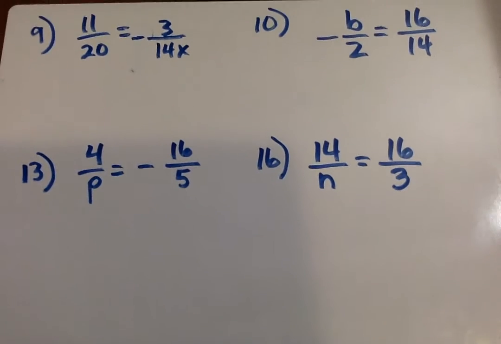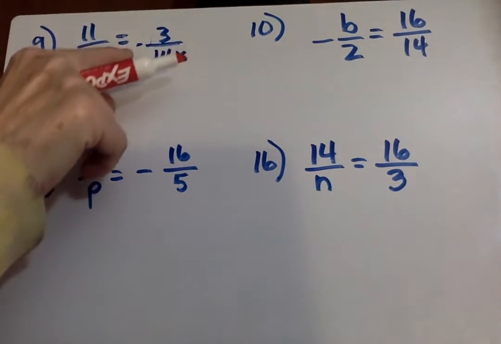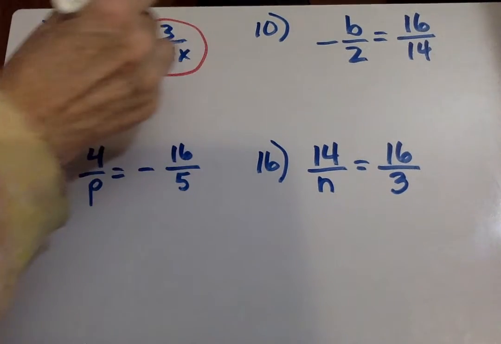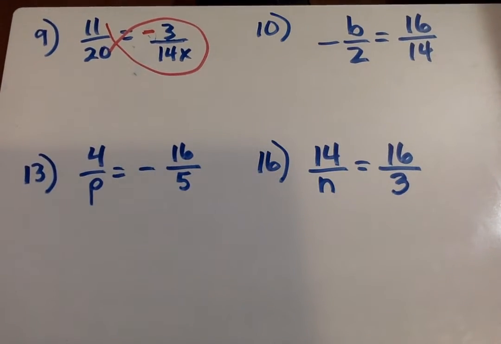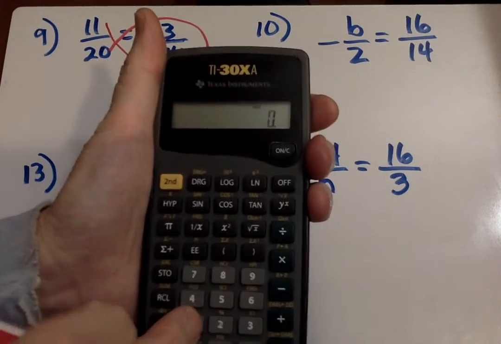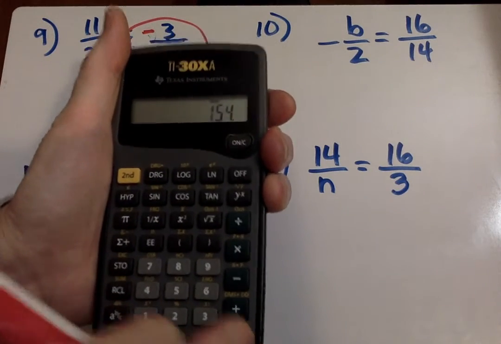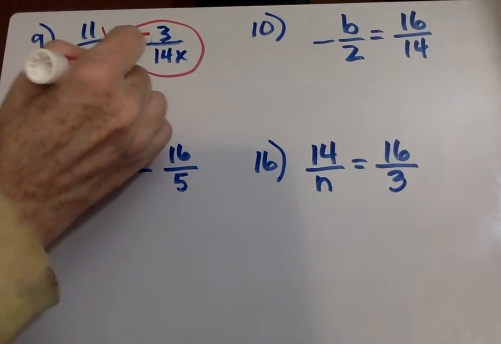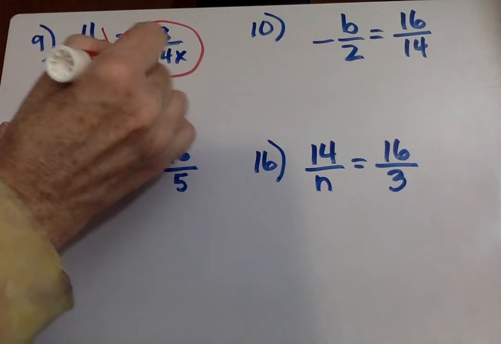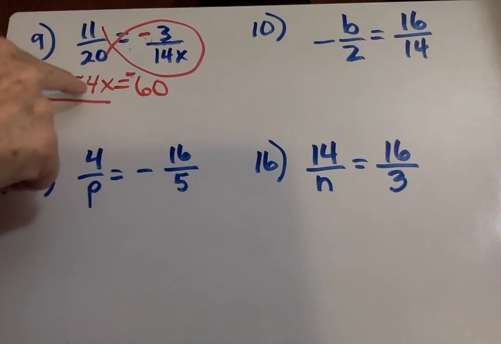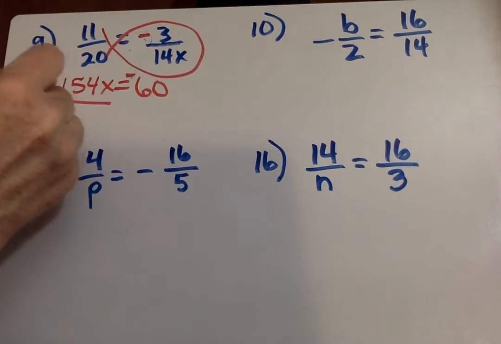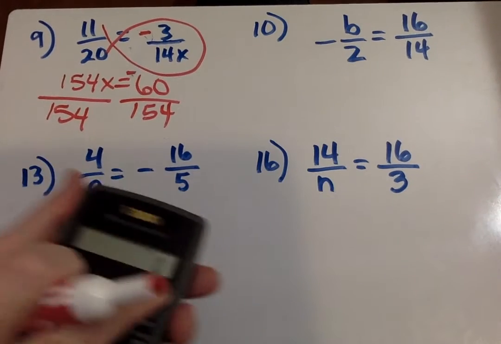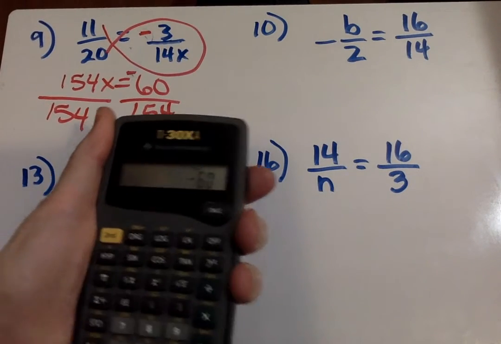Okay, I'm going to go back up here. Notice there's a negative here. And what do we do with that? Put it up with the numerator. Now we go ahead and do our fish. 11 times 14. So 14 times 11. 154. 154x equals negative 3 times 20. Negative 60. Make sure you're dividing by the number in front of x. It's not always the smaller number that goes there. So we go 60 plus-minus.